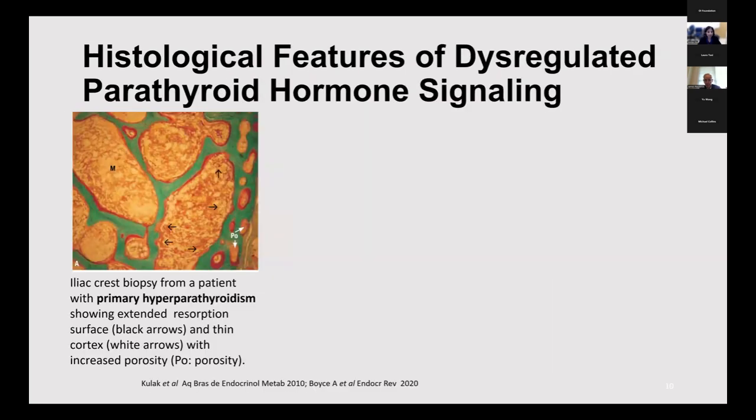Now, let's take a look at the histological features of these disorders. In this panel, you can see the iliac crest biopsy from a patient with primary hyperparathyroidism.